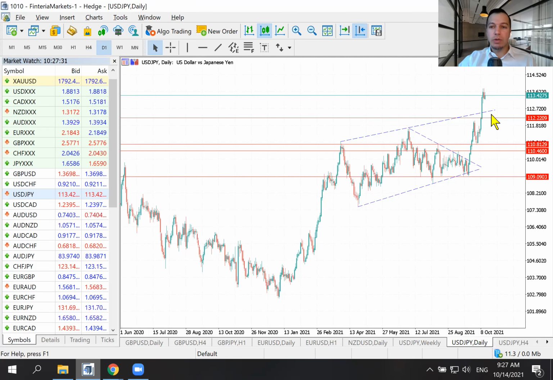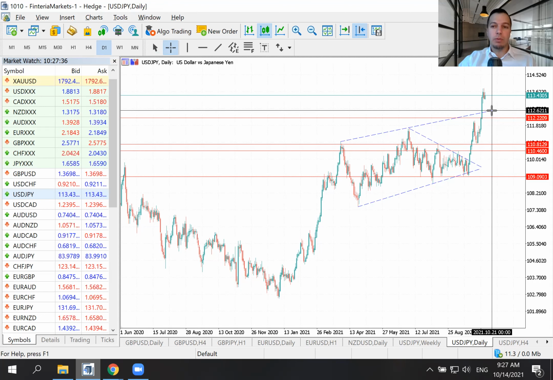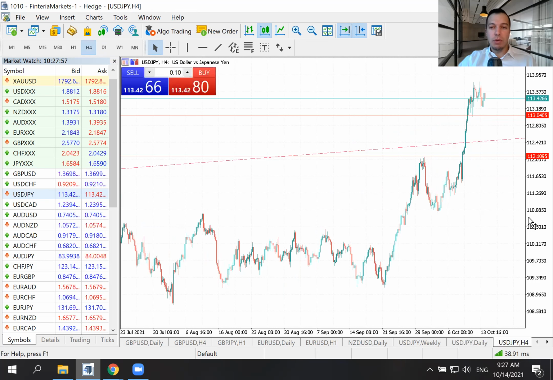In case we return back to those levels, like 112.60, I think that would be a good level to consider long positions. Another opportunity is 112.20. Here we had also a very strong daily level. So in my opinion, if we have a correction till these levels, we can really consider positions on this currency pair. So let me draw those scenarios on the chart.